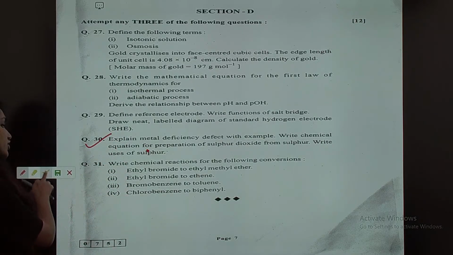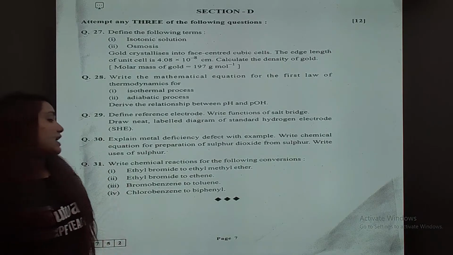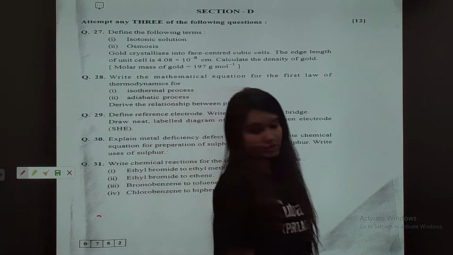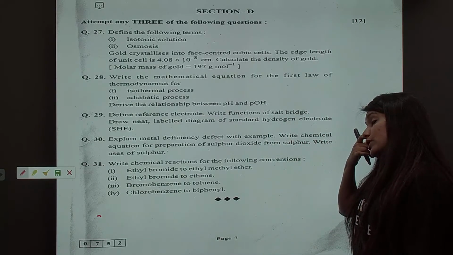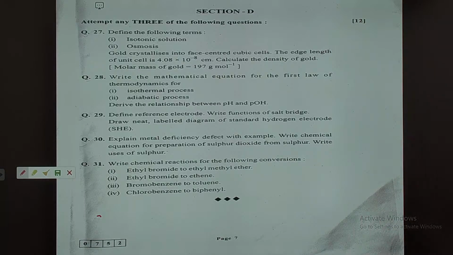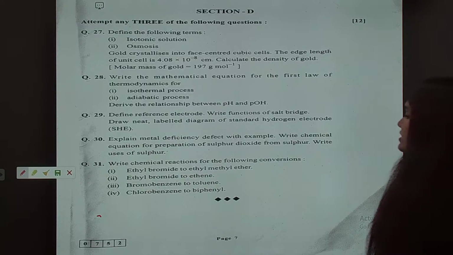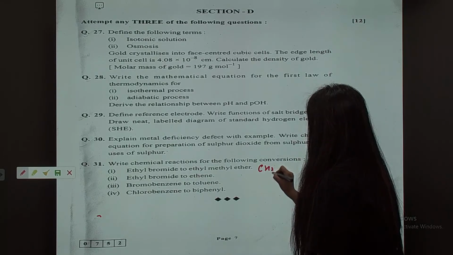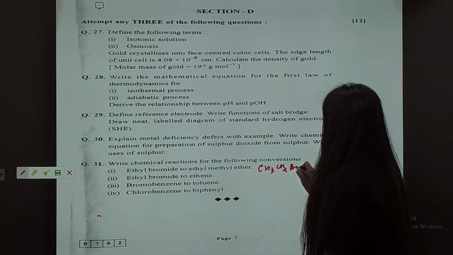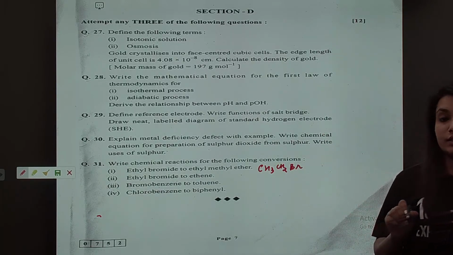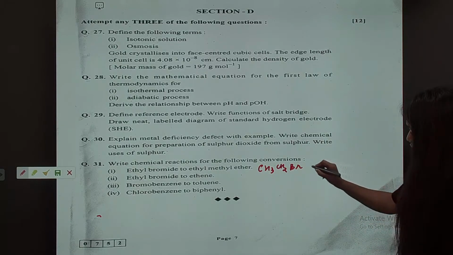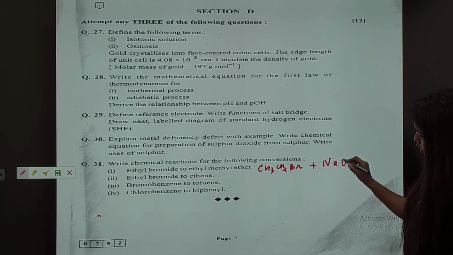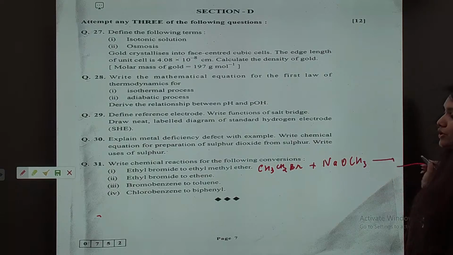Let's look at the last question, which is write the chemical reactions for the following conversions. Let's take the first one, which is ethyl bromide to ethyl methyl ether. When I say ethyl bromide, as we all know, it's CH3CH2Br, correct? We need to convert this into ethyl methyl ether. If you want to do that, you are going to take NaOCH3, and that is going to give you the product.